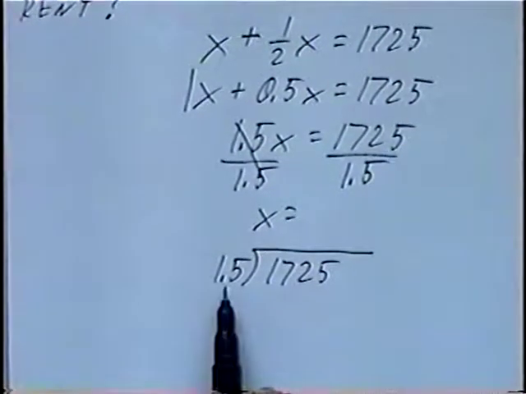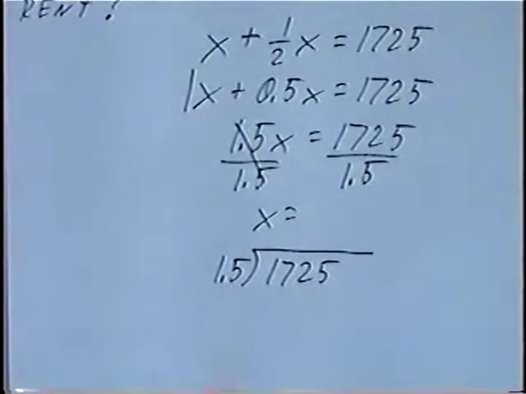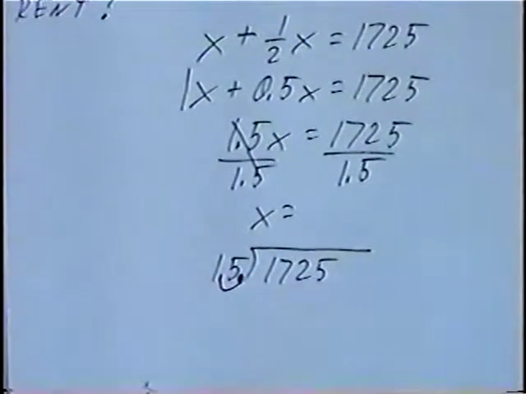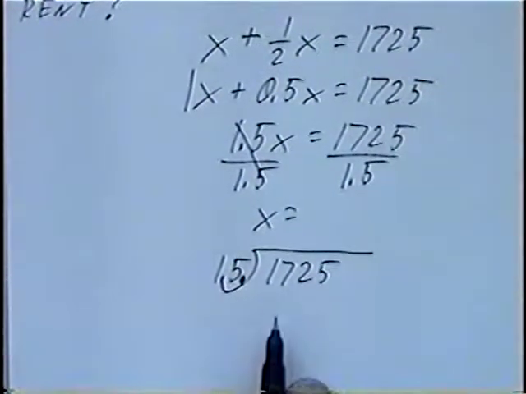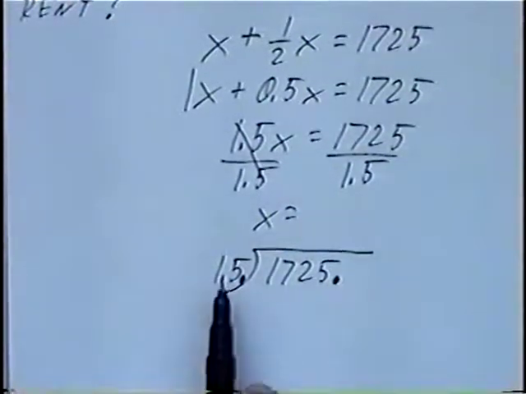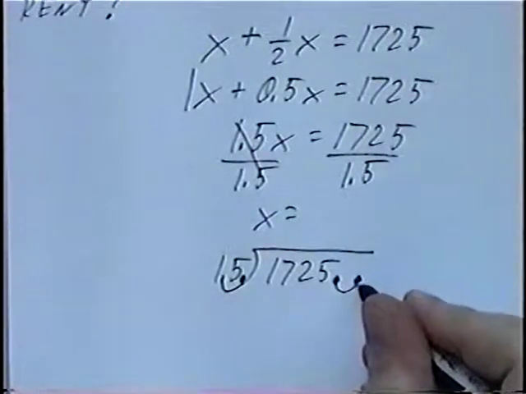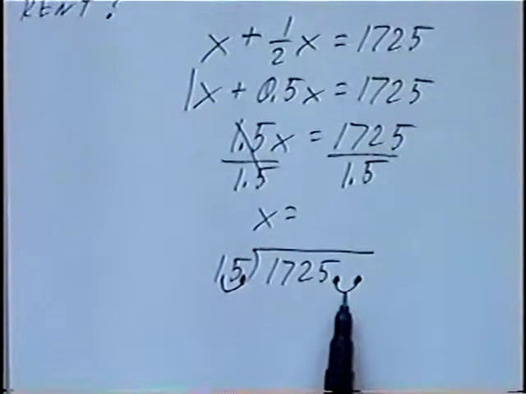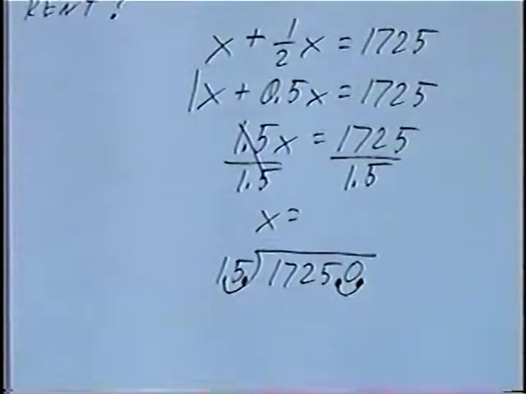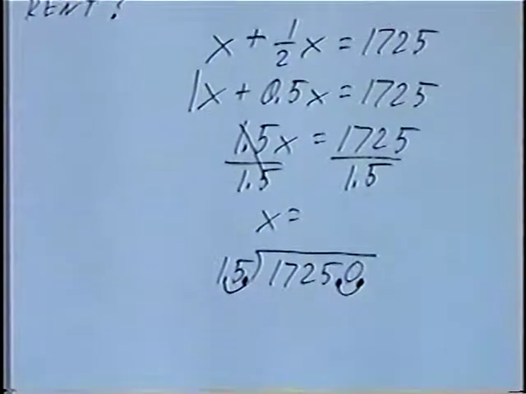Keep in mind, when you divide decimals, you can have decimals inside the division symbol, but you're not allowed to have decimals outside. If you do, we can just move the decimal to the right 1 spot, which becomes 15. And 1725 would have a decimal at the end. If we move the outside decimal 1 spot, we'll move the inside decimal 1 spot. If we move past the numbers, we can put a 0 as a placeholder. So now we have 17,250 divided by 15.